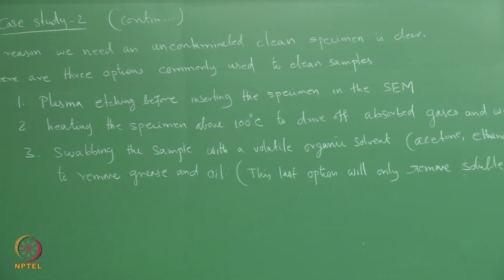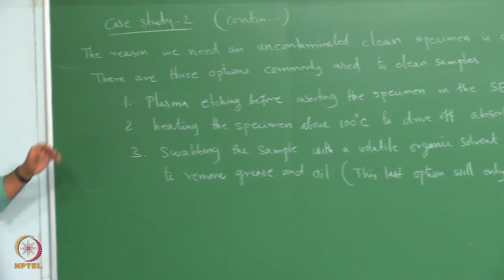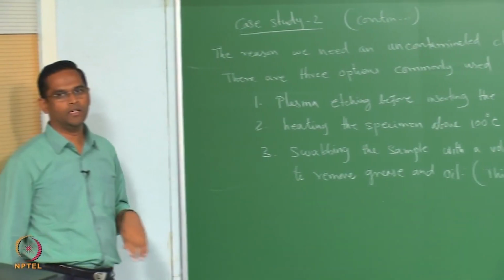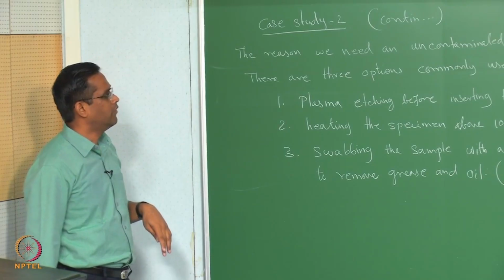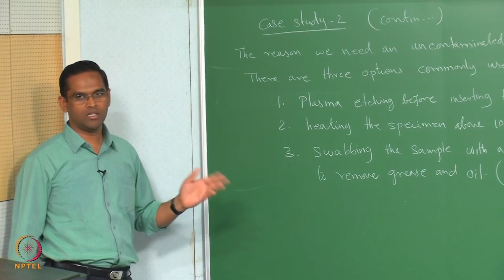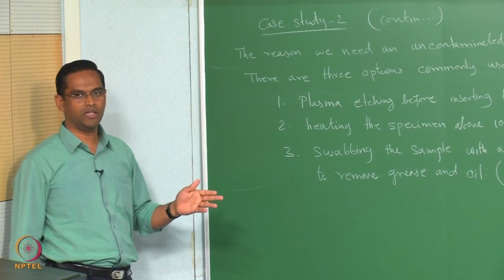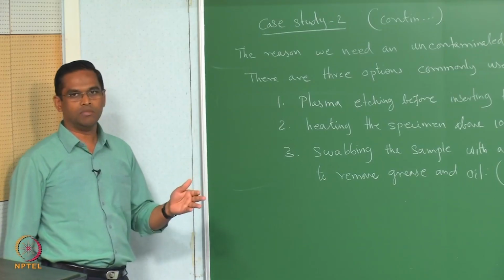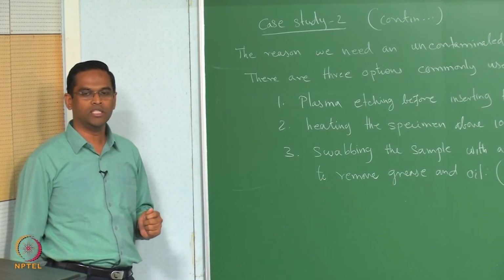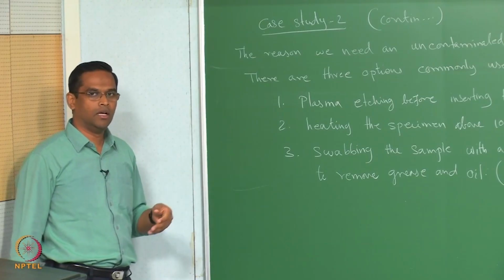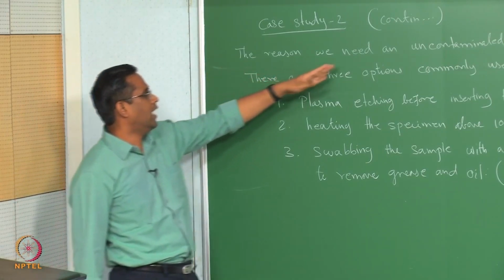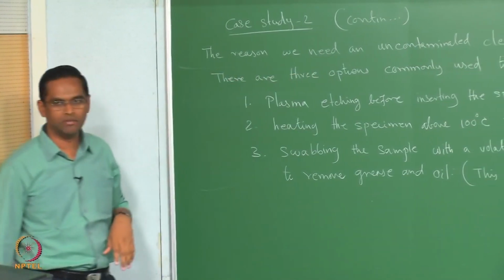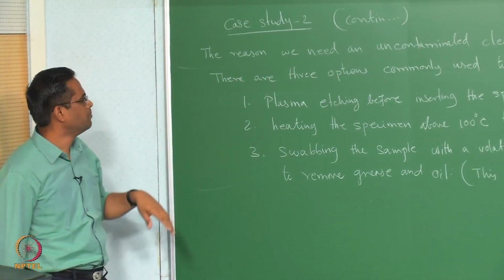So, what I have written here is that if you look at the image I have shown on the slide, we are talking about the contrast difference between the center region and the periphery region, and we said that it is because of the buildup of contamination. So the reason we need an uncontaminated, clean specimen is very clear from this case study.